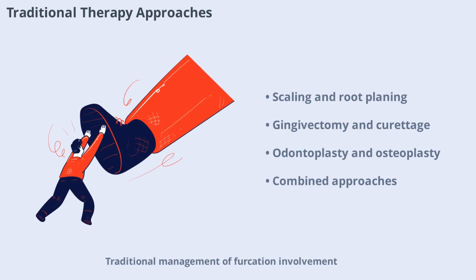Traditional management of furcation involvement includes several non-surgical and surgical procedures. Scaling and root planing are the first steps, aiming to remove plaque and calculus from the tooth surface and root. Gingivectomy and curettage may be performed to reduce pocket depth. Odontoplasty and osteoplasty are surgical procedures that reshape the tooth and bone to improve access and facilitate cleaning. These therapies are often combined for optimal results.